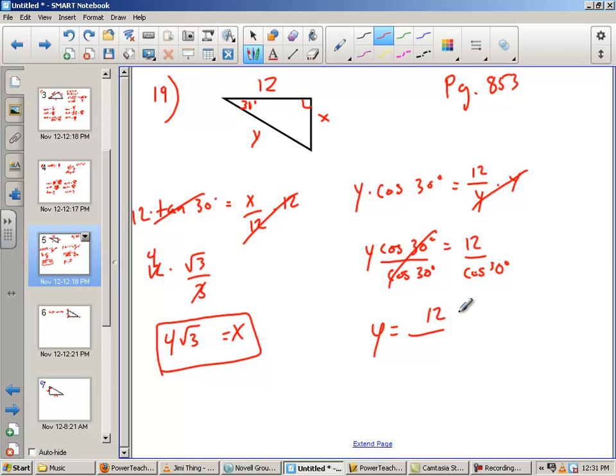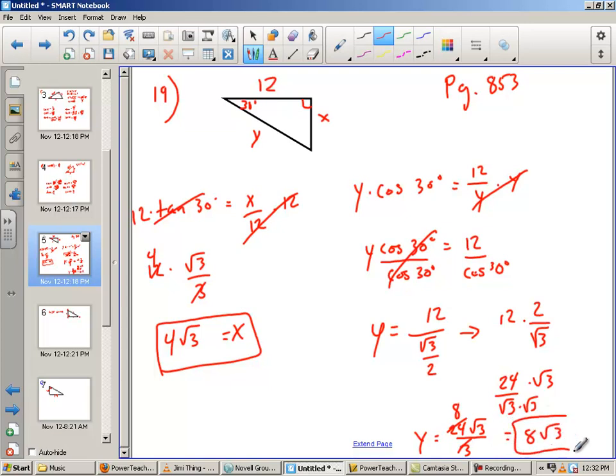Yep, that's right. So I'd have this over root 3 over 2. But I don't actually divide by fractions. We've talked about this before. We can't divide by a fraction. Instead, we multiply by the reciprocal, which gives us 12 times 2 over root 3, which is 24 over root 3, but we know we're not allowed to keep that, so we will multiply by root 3 to get y equals 24 root 3 over 3, which simplifies to 8 root 3. So final answer, 8 root 3.